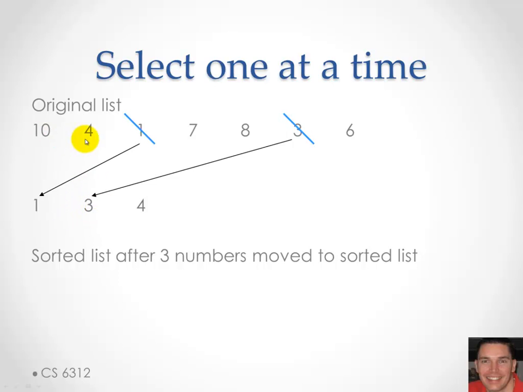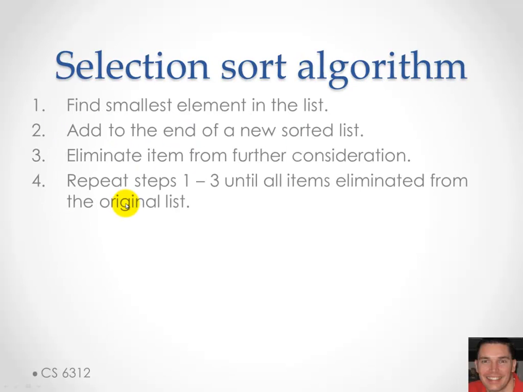We then search for our next minimum element, which is going to be 4, and then we take that and we add that on to the end of our sorted list. So this is what our sorted list looks like after we've moved 3 numbers from our original list down to our sorted list. This here is known as the selection sort algorithm.